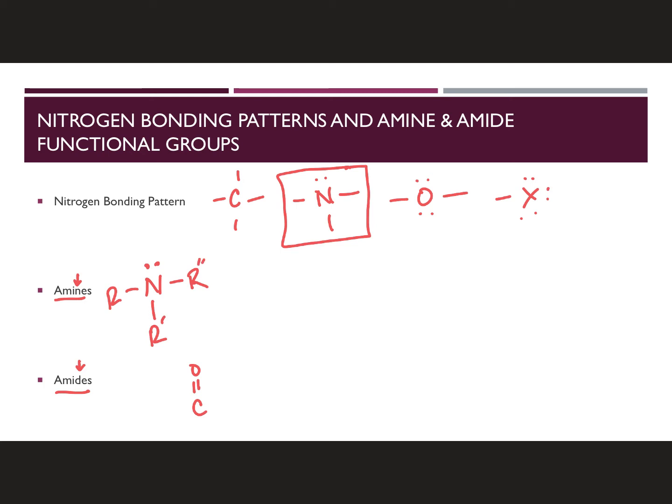Those R groups can be the same or different from each other, and they could be hydrogen or sp3 carbon atoms. For amides, you're going to have that carbonyl. That carbonyl carbon is directly attached to the nitrogen that has a lone pair, and then it will have 2 R groups to fill in the 3 bonds. Again, R can be hydrogen or sp3 carbons.